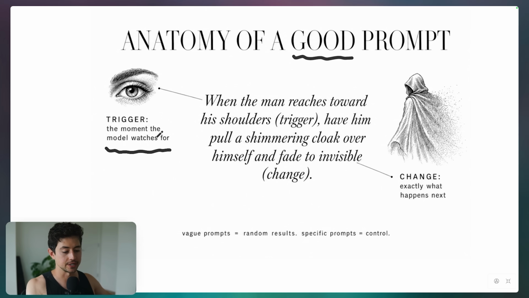You have a trigger over here, which is the moment that the model watches for. And then you have a change, which is exactly what is meant to happen next. So in this hypothetical example where I'm wearing a cloak or something, when the man reaches towards his shoulders, maybe like this, have him pull a shimmering cloak over himself and fade to invisible, maybe Harry Potter style. So if you want to have a good prompt that works, you'll notice that the specificity is very, very important. And I'll make sure to show you guys a bunch of examples of that in a sec.